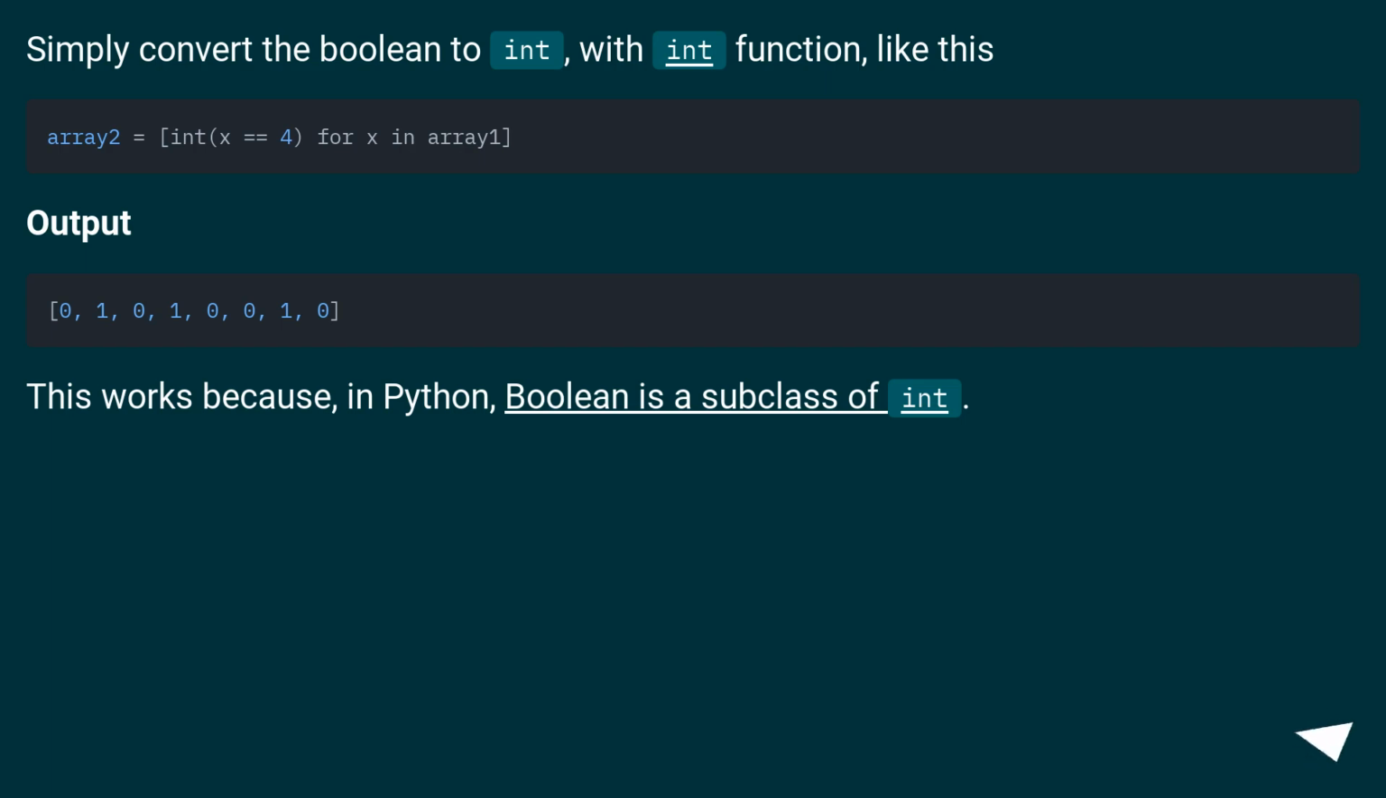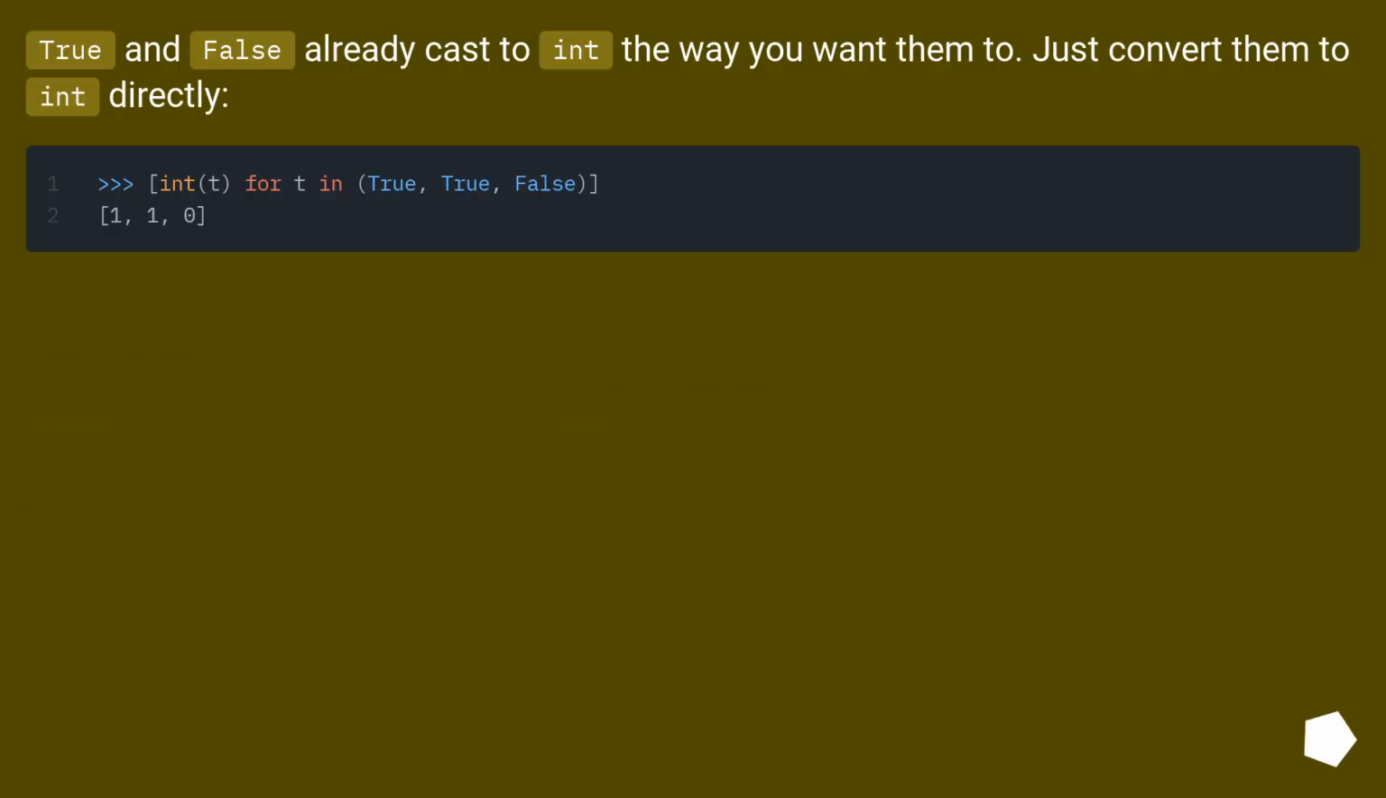Simply convert the boolean to int, with the int function, like this. Output. This works because, in Python, boolean is a subclass of int. True and false already cast to int the way you want them to. Just convert them to int directly.